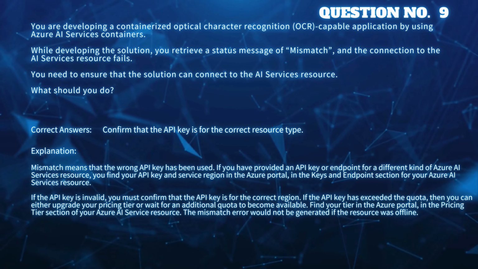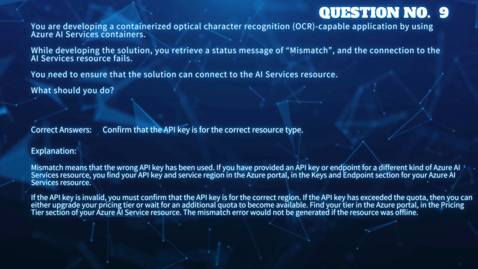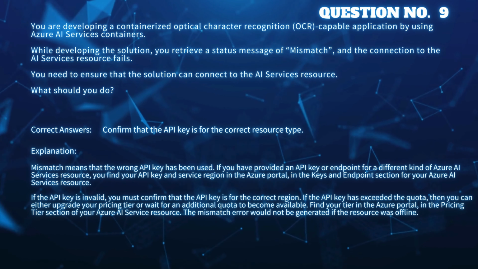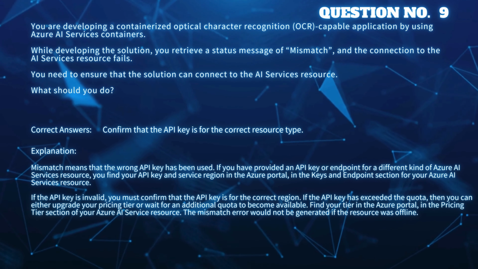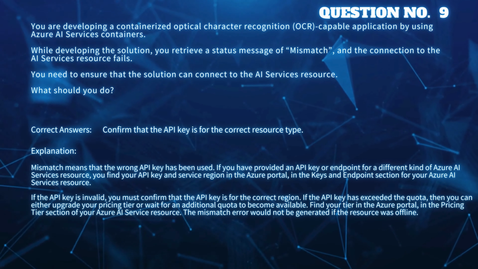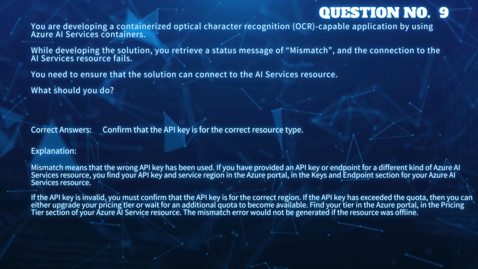If the API key has exceeded the quota, then you can either upgrade your pricing tier or wait for an additional quota to become available. Find your tier in the Azure portal, in the pricing tier section of your Azure AI Service resource. The mismatch error would not be generated if the resource was offline.